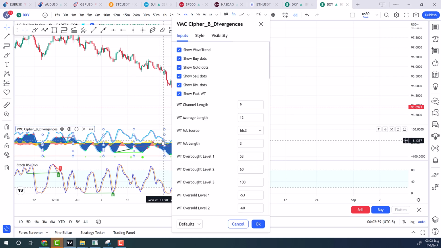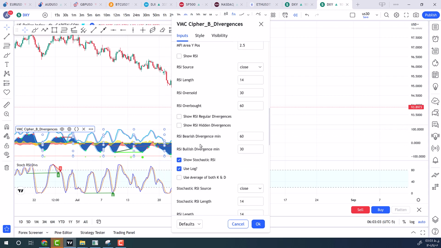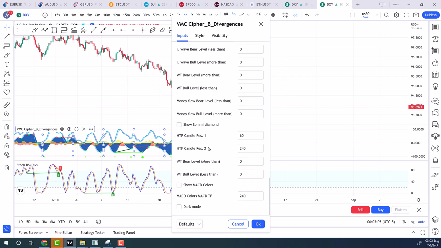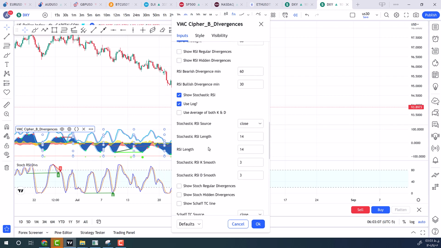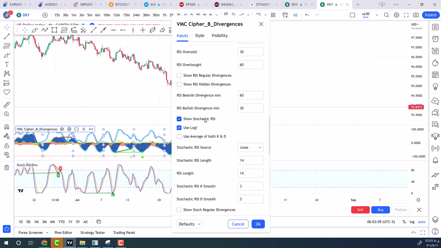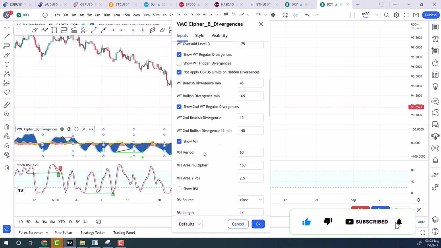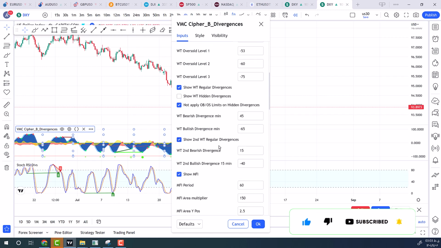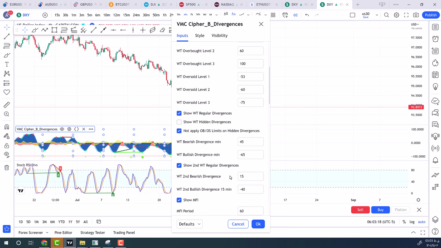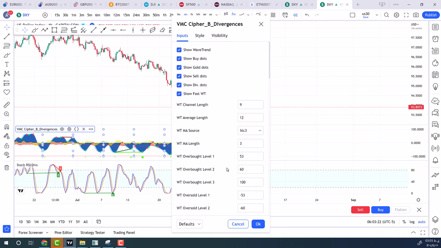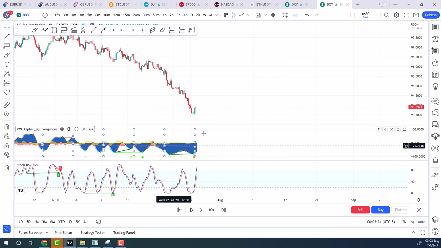First, you can go here, double click on VMC Market Cipher, and remove things that we don't want. For example, I don't want stochastic RSI, I have that here. Regular divergences and other things are good. Let it be this way.